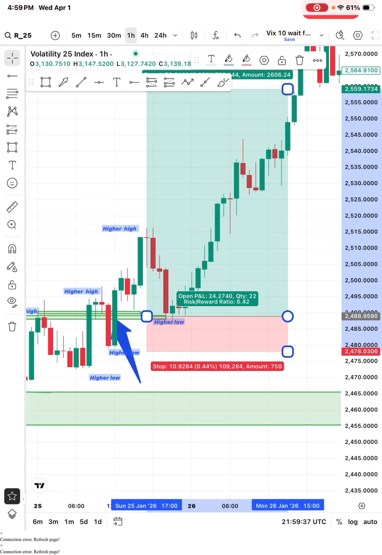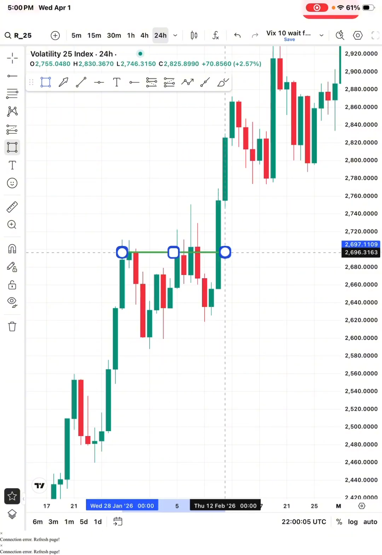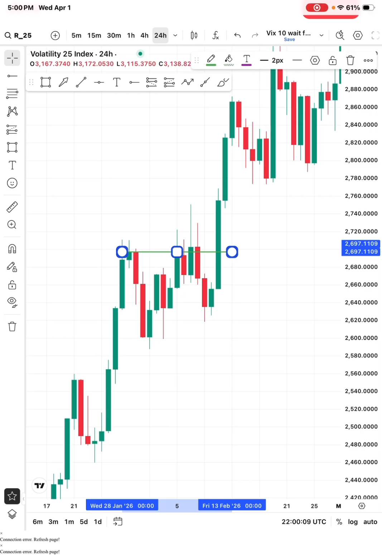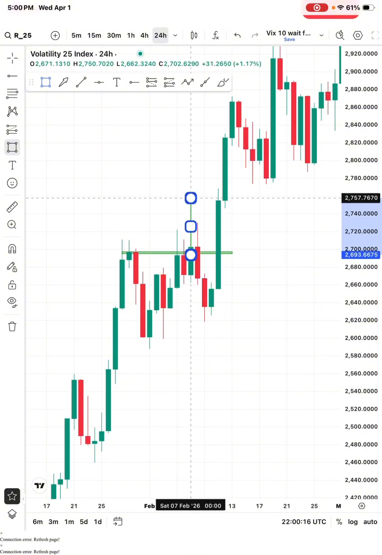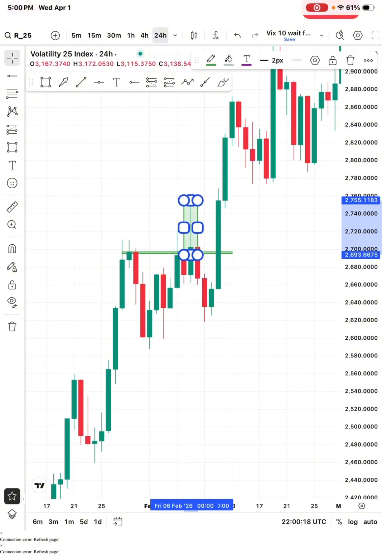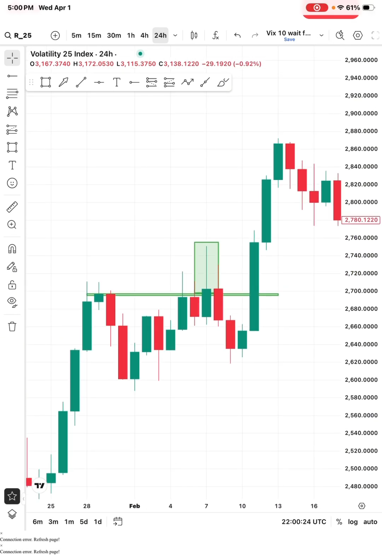All right, so right here we see this level. We drag the line across, and we see price indicated here. We see price indicated there. This is on the 24-hour time frame. How do I know price indicated?